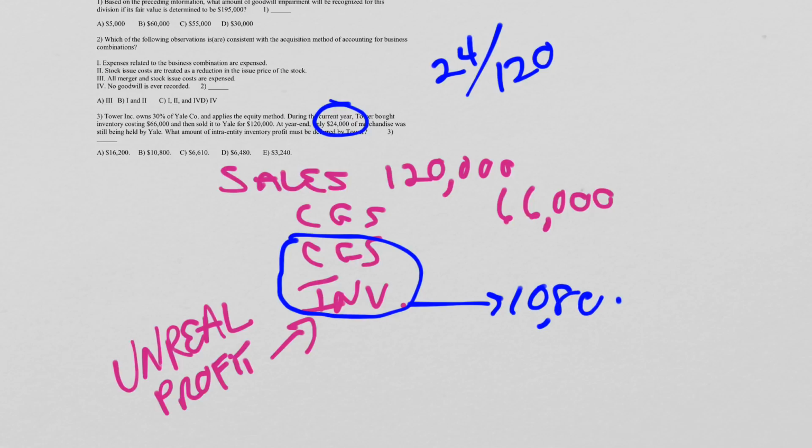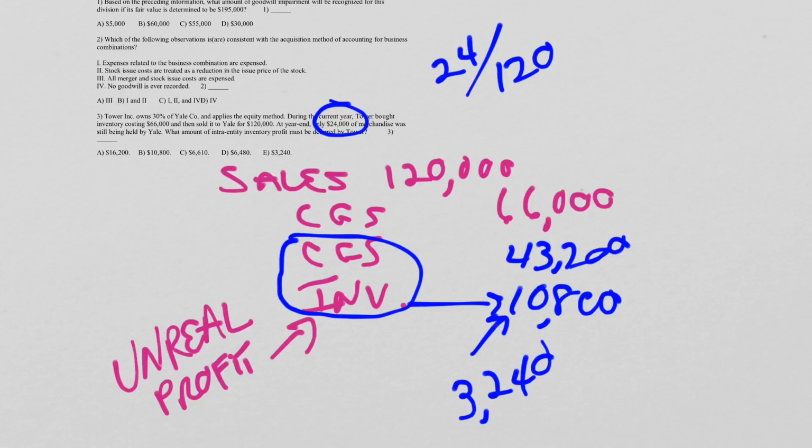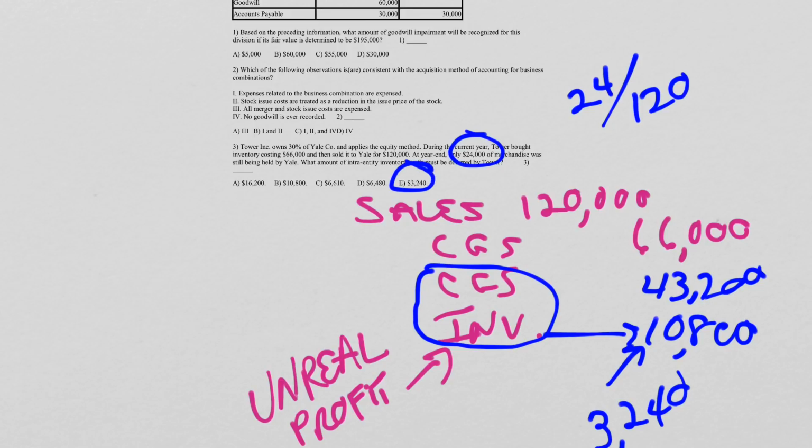10,800 is the unrealized profit in total, and the rest of it goes to cost of goods sold to balance the entry. Now we have the unrealized profit. We have to take that number at 30%, and 30% of that number is 3240. Hence, answer E.